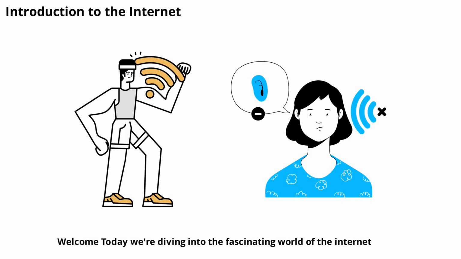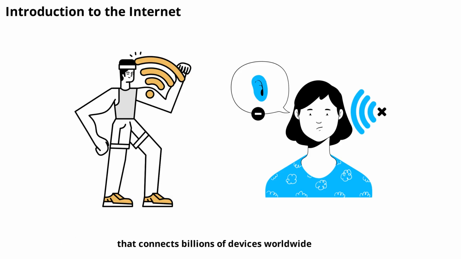Welcome! Today, we're diving into the fascinating world of the internet. From the Wi-Fi signals in your home to the websites you visit every day, the internet is a complex system that connects billions of devices worldwide. But how does it actually work?